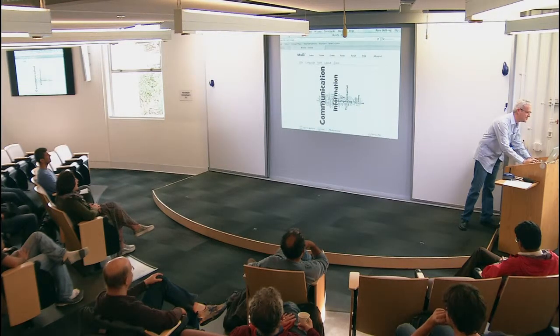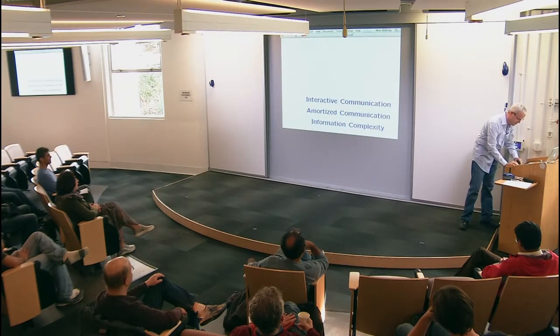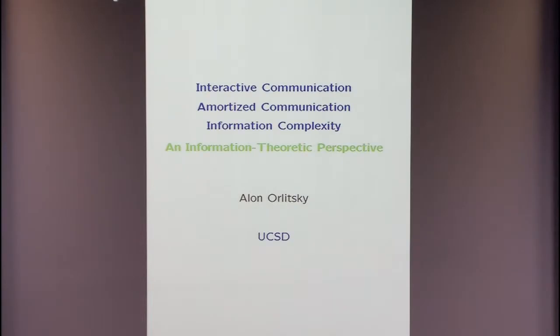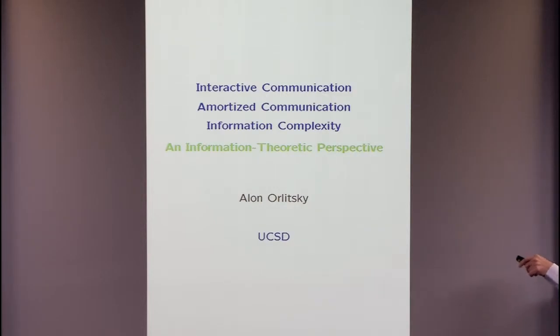Okay, so we're going to talk about these 3 topics: interactive communication, amortized communication, and information complexity. And we'll get an information perspective of these topics. Looking at the sizes that things came up, maybe interactive communication should be first, and information complexity second, and amortized communication was a little smaller, so let's keep it last.